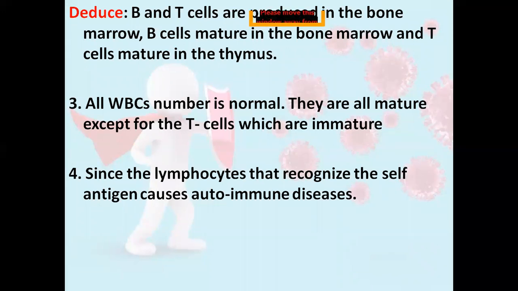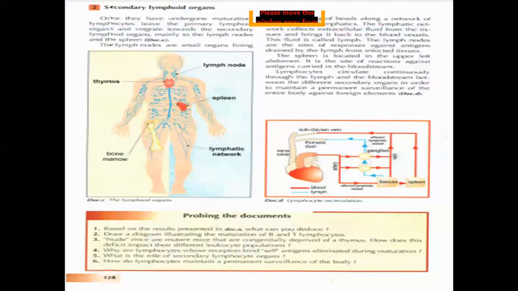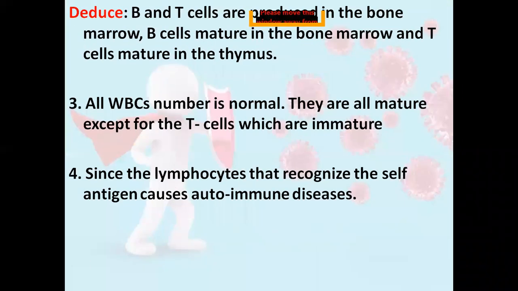So all the numbers of white blood cells are normal except for the T cells, which are immature. Part 4 was about the autoimmune disease. Why are lymphocytes whose receptors bind self-antigens eliminated during maturation? Every lymphocyte that recognizes a self-antigen gets eliminated. Because if it recognizes the self-antigen, it will lead to the killing or death of my own cells. So this will lead to something called autoimmune disease. This is part 4: a lymphocyte that can recognize the self can cause autoimmune disease. Many people have this autoimmune disease.